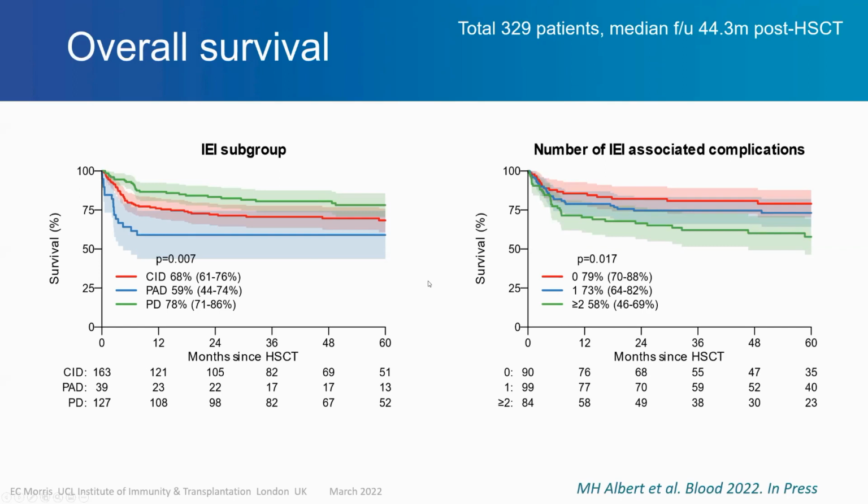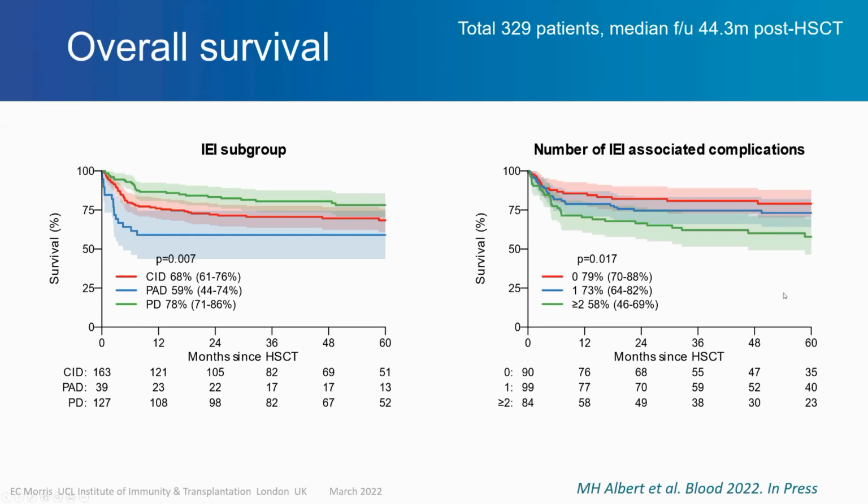and the patients who were doing worse in terms of overall survival were those predominantly antibody deficiency patients. We also found that the number of PID-associated complications was significantly impacting overall survival, and patients doing better with less active PID-associated complications at the time of transplant. So relating back to being able to identify poor-risk patients but who don't have severe or active disease at the time of transplant.